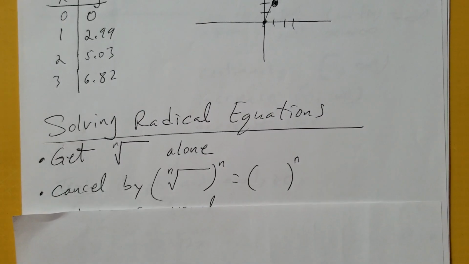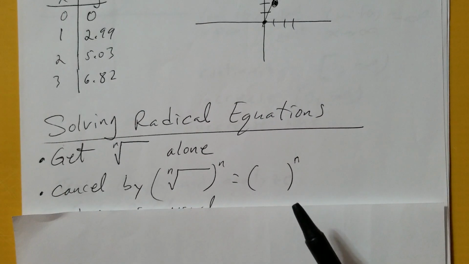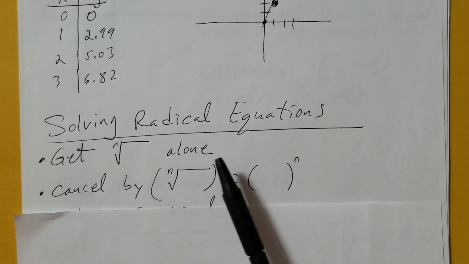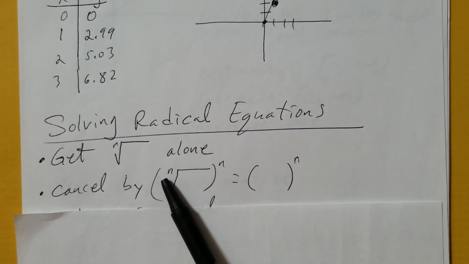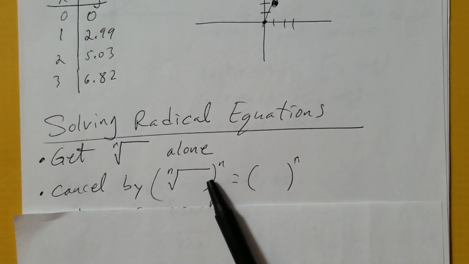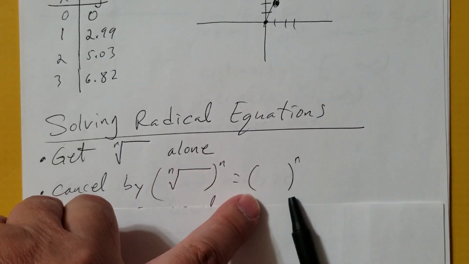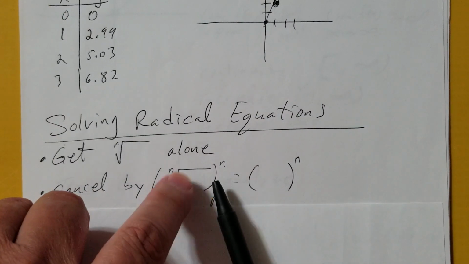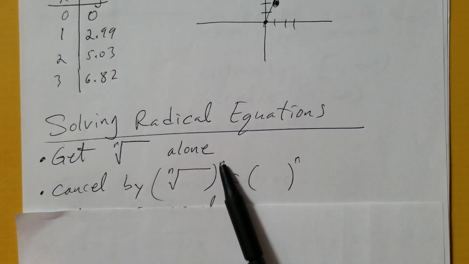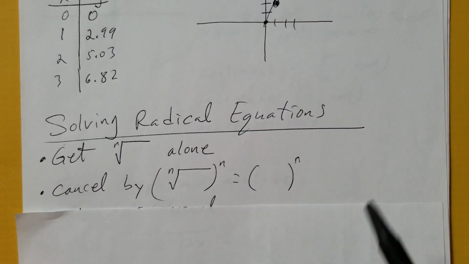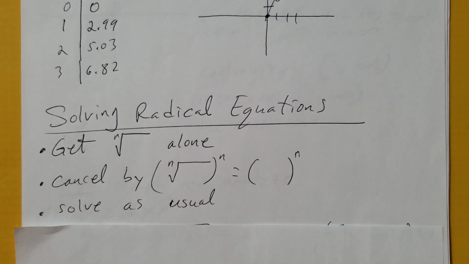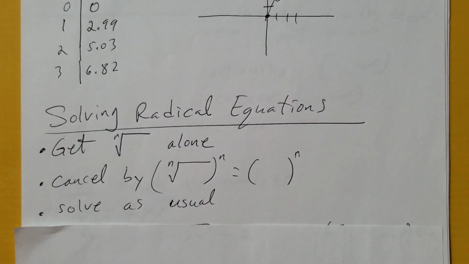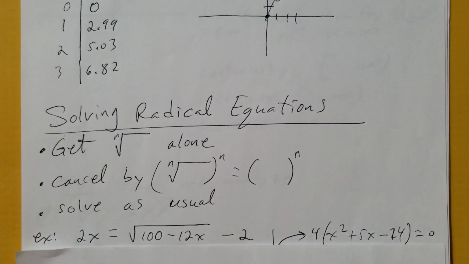Once you do that, you need to cancel it, right? So, for example, if this is third root, you cancel it with third power. If this is fourth root, fourth power, etc. So now you got to do that to both sides, right? So we want to cancel the radical by matching it with the power on both sides. After that, you solve as usual because you won't have the radical symbol anymore. You just use algebra like you always do.